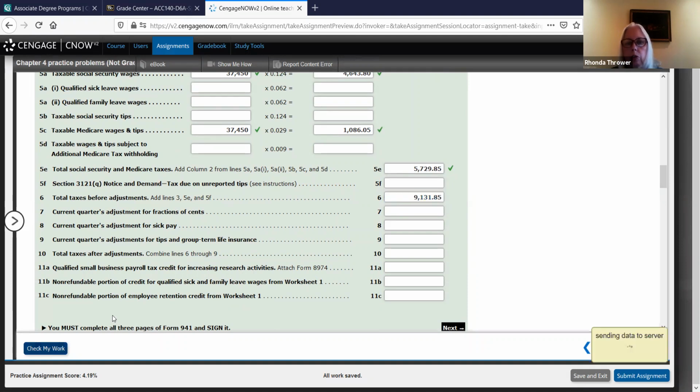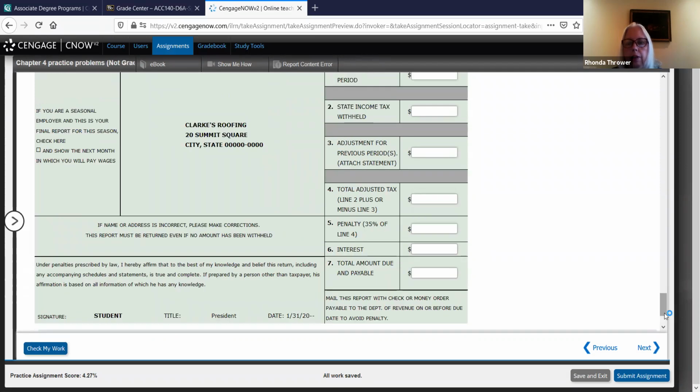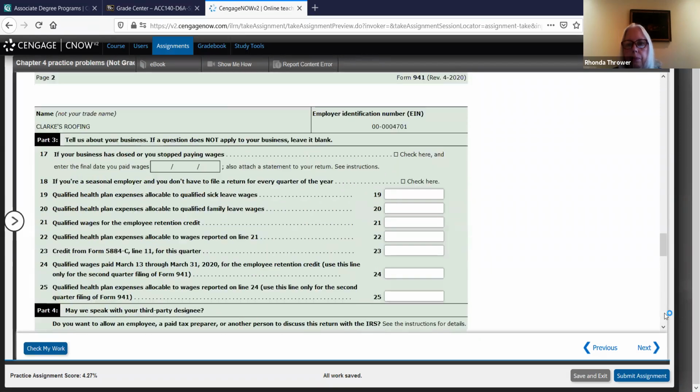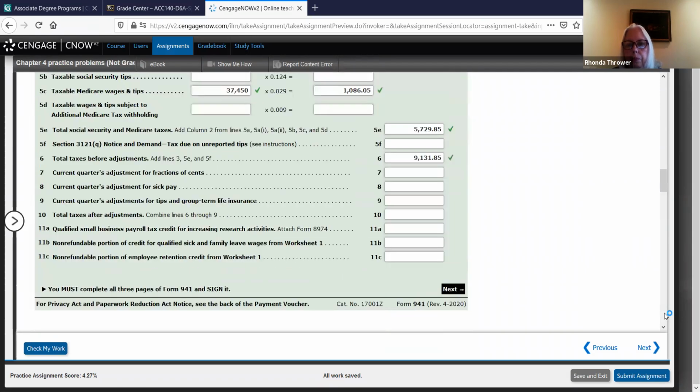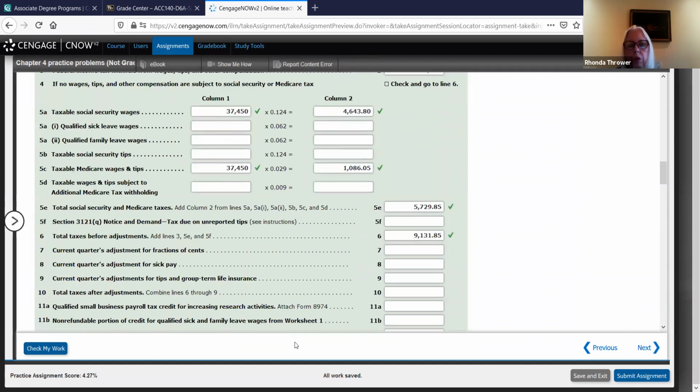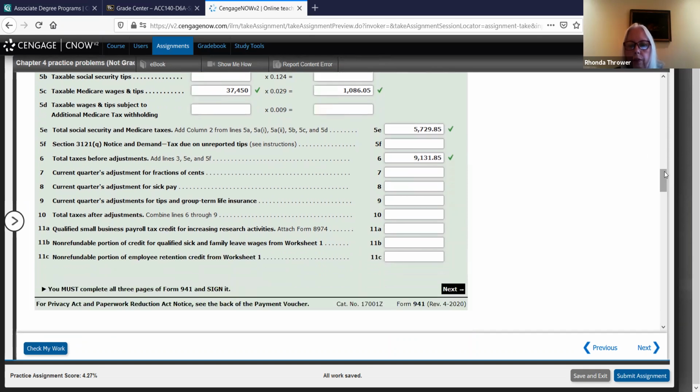Then what I would do after you check your math is move to line 10. You're going to combine lines 6 through 9. Well, we're not exactly finished yet. What you need to understand is that line 10 is equal to your total deposits.